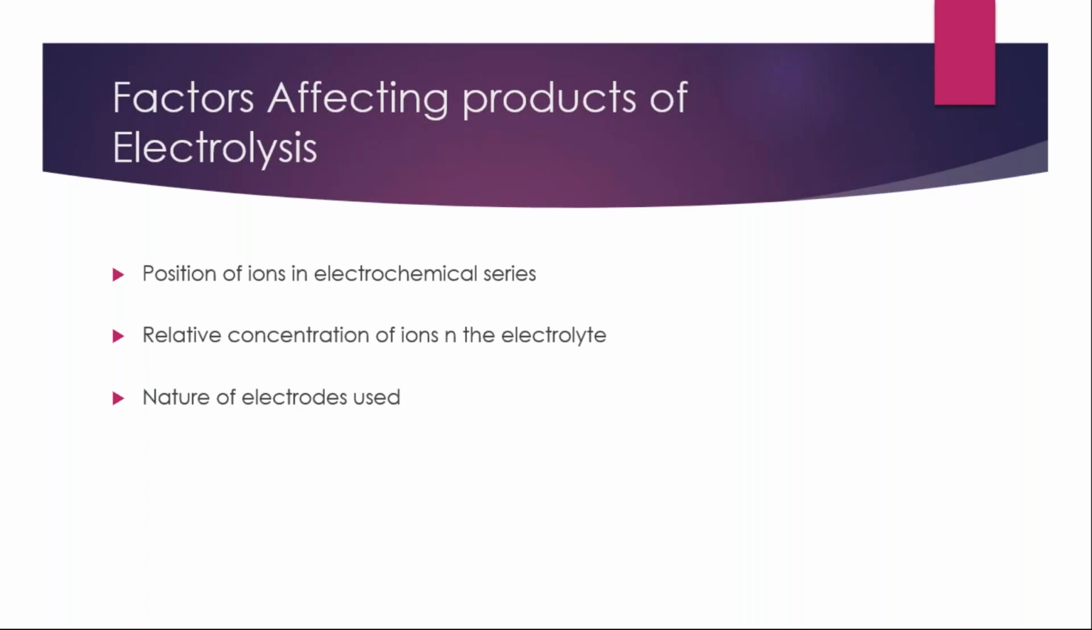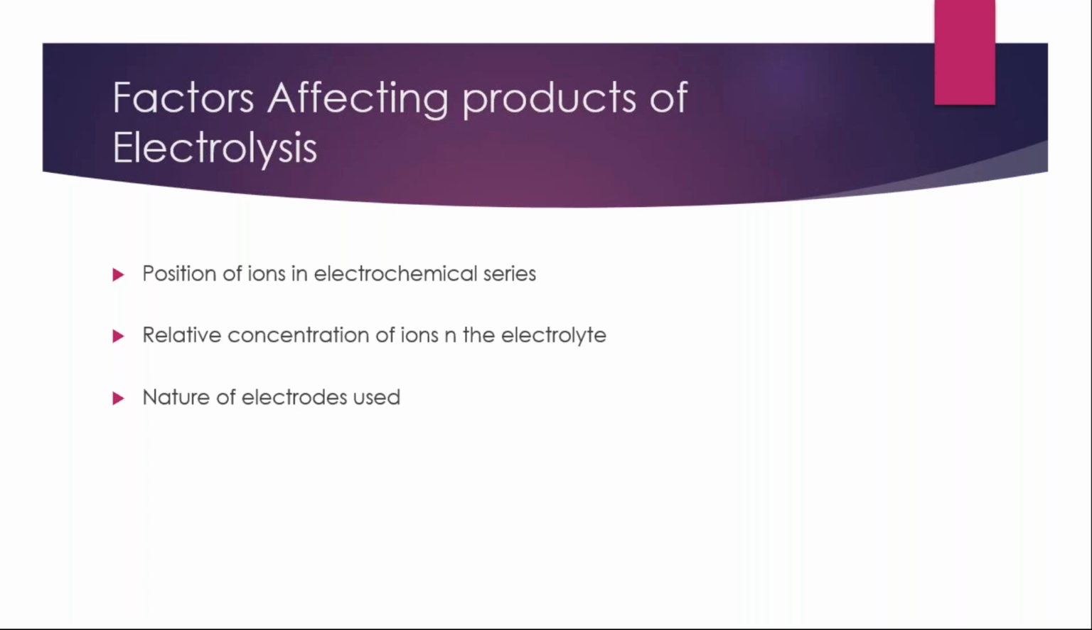Number two is the relative concentration of ions in the electrolyte. For example, if two competing ions are present at any of the electrodes, what's going to happen is that the ion that is more highly concentrated in the solution will be discharged, irrespective of its position in the electrochemical series.